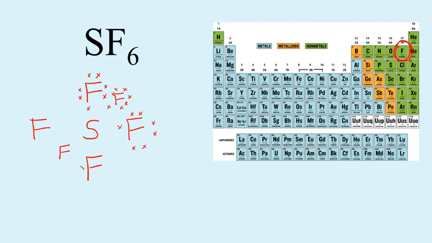Seven for this one. And once again, it's always important to be as neat as possible so we can keep track of where these dots are, where these electrons are. So we have 7 for that one, and 7 for the last one.